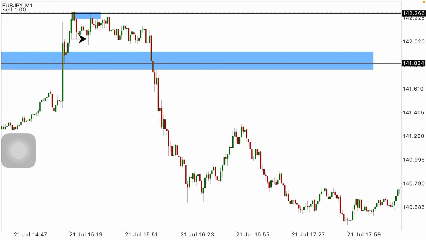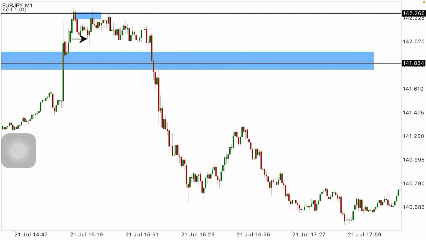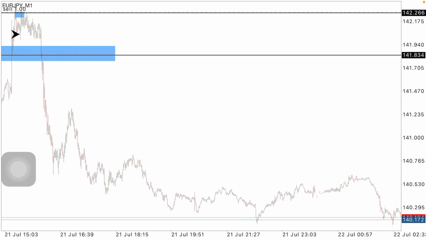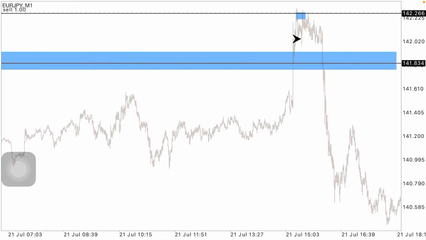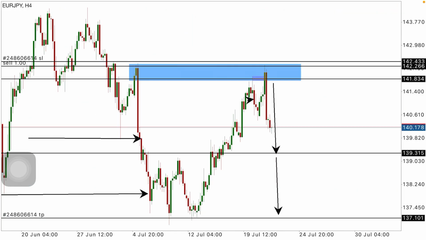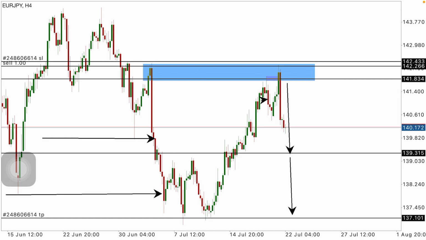This is how to get your sniper entries with zero drawdown, almost zero drawdown, and with a high risk to reward ratio on your trade. I just felt I should share this with you on a live trade, and the trade is actually doing well.